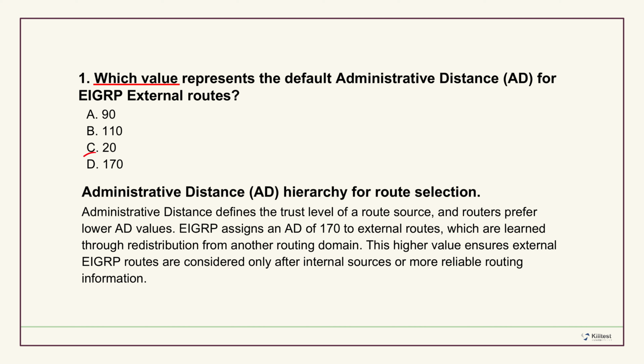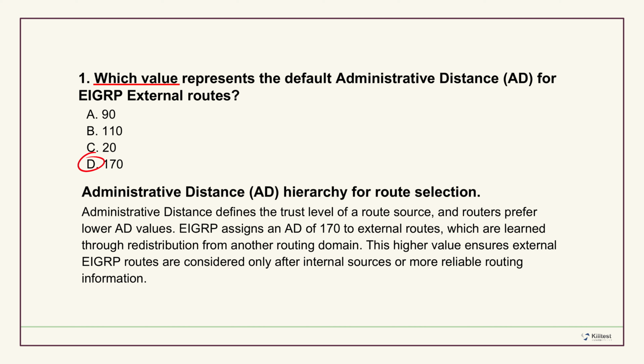It's 170. And that value is anything but random. If you look at the competition, OSPF internal routes have an AD of 110. A static route is usually 1. The fact that EIGRP external routes are all the way up at 170 is a strategic choice. It's baked into the architecture. So what's the strategy? What's the implication of setting it so high?